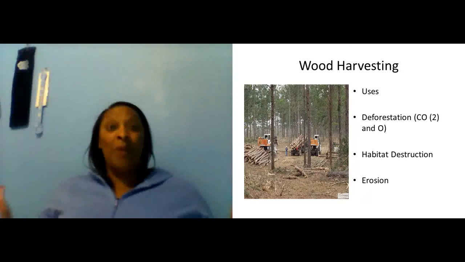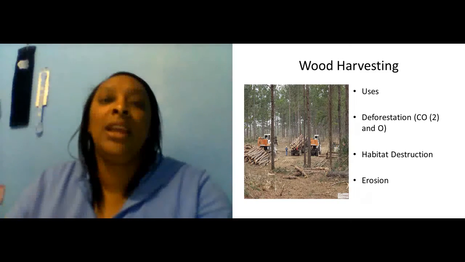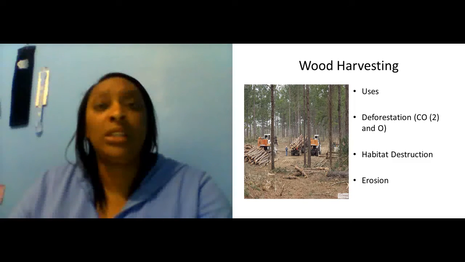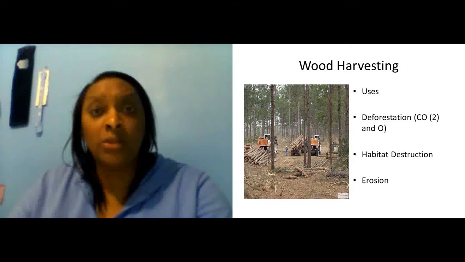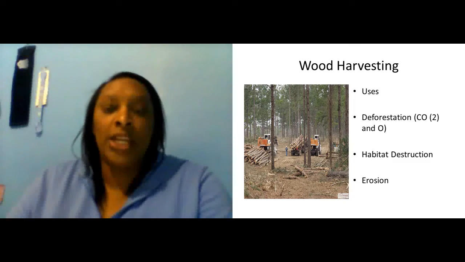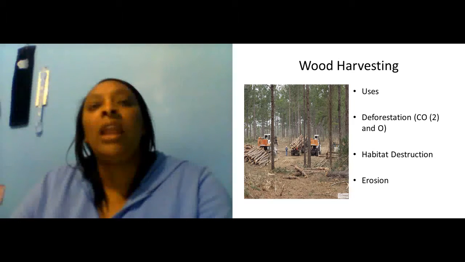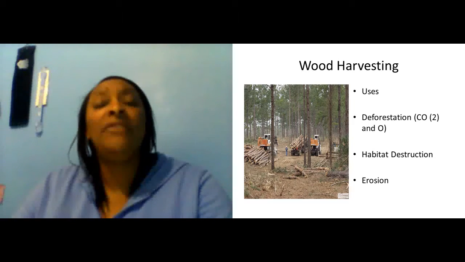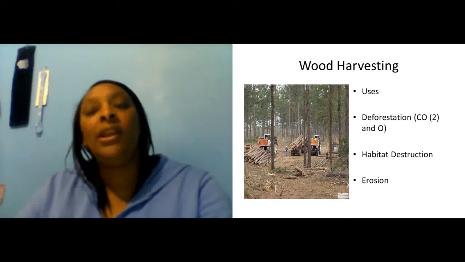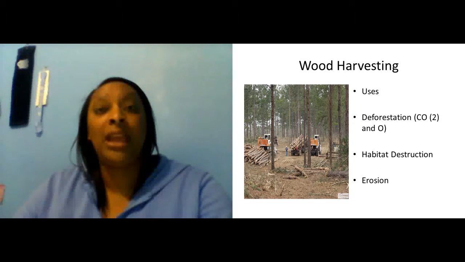Now in class we've talked about wood harvesting, and wood harvesting is when the trees are cut down, and that wood is used for things such as building structures, building houses, paper, school supplies, things of that nature. So very common things. Now, with that wood harvesting, you have deforestation. And deforestation is when you cut down the trees and you do not replant that area.